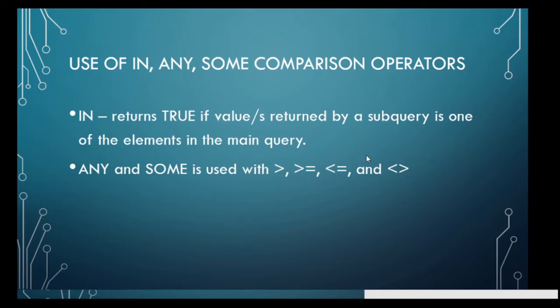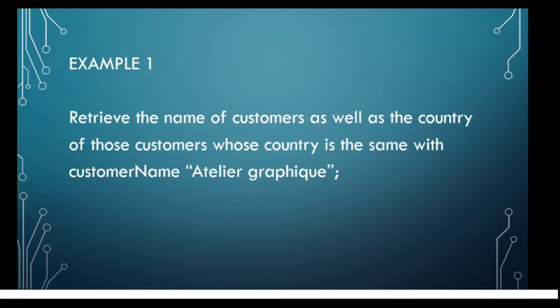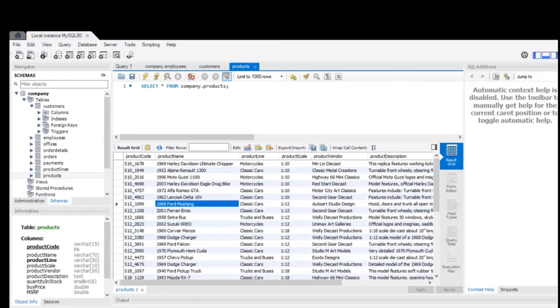So, para mas maintindihan nyo ang mga concept ng subquery, we will have examples. So, ito yung first example natin. Retrieve the name of customers as well as the country of those customers whose country is the same with customer name Atelier Graphic. So again, yung ginagamit natin na database dito ay yung database na previously used natin, yung classic models. And we name it as company here.